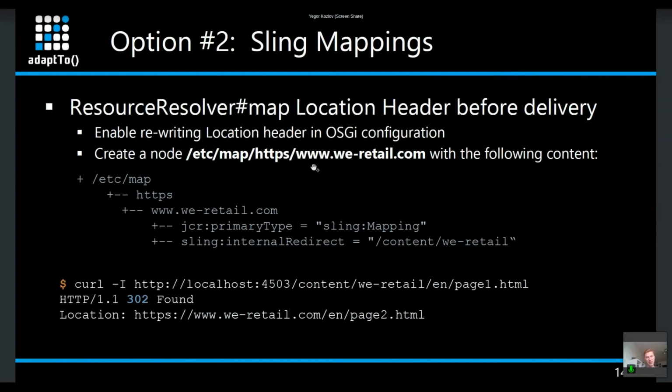And for the previous example, for the wknd-retail site, it might look like this. Under /etc/map, there will be a node https, then a node with the domain name www.retail.com of type Sling Mappings, and sling:internalRedirect set to /content/retail. With this configuration, if a request to page 1 enters AEM, the tool will match it to our new JCR path, page 2. And before putting it in the location header, the full JCR path will be resource-resolver mapped. And in the location header, we will have a shortened domain URL. And this will keep the dispatcher happy, and the user will get redirected to the correct destination. So that was the second option.